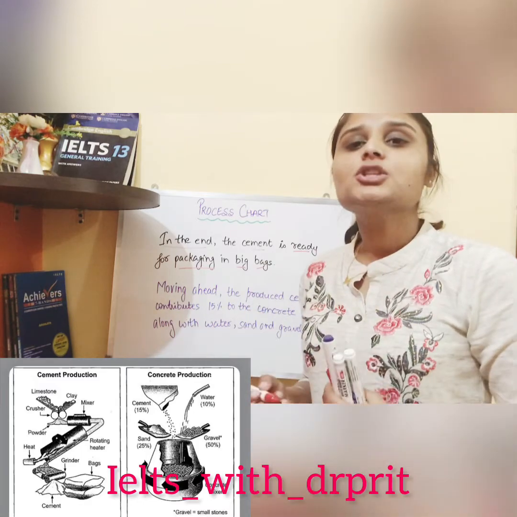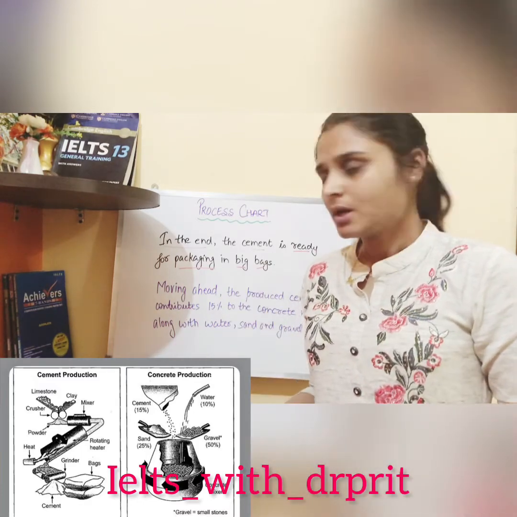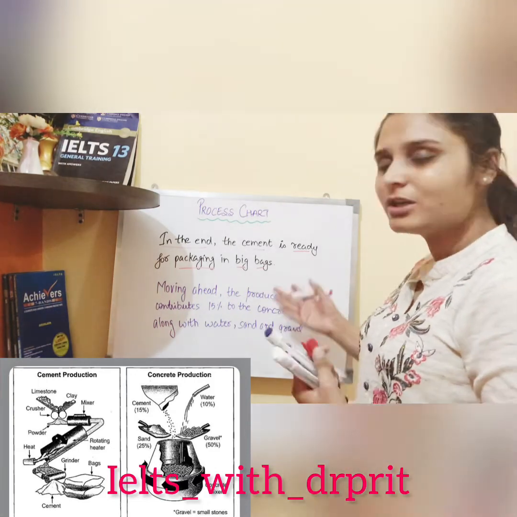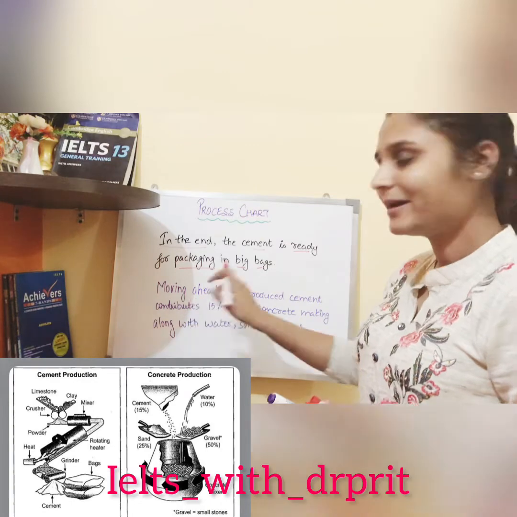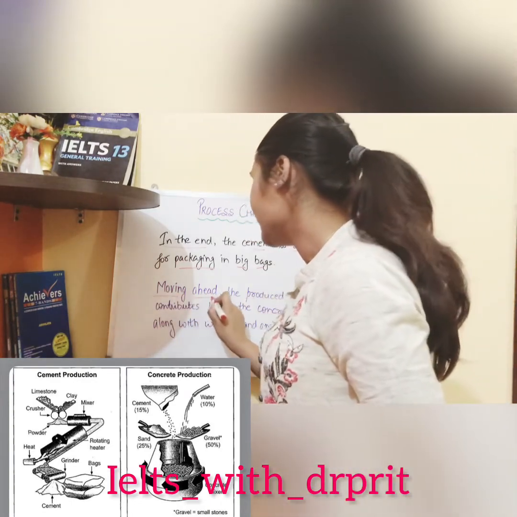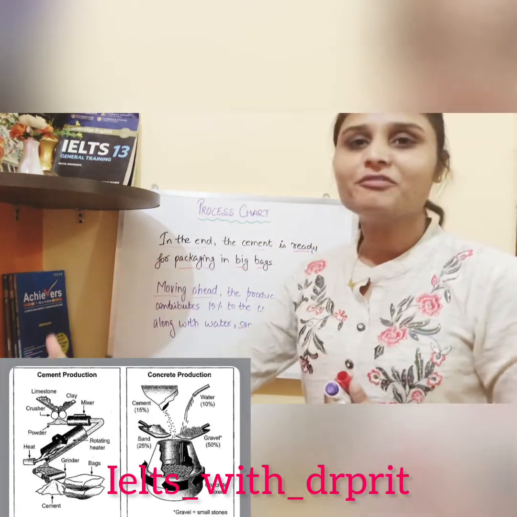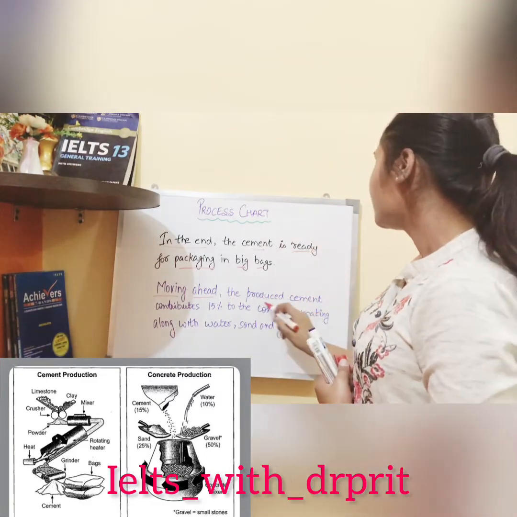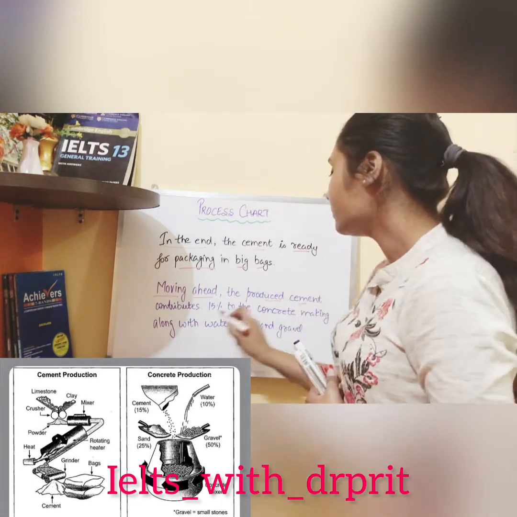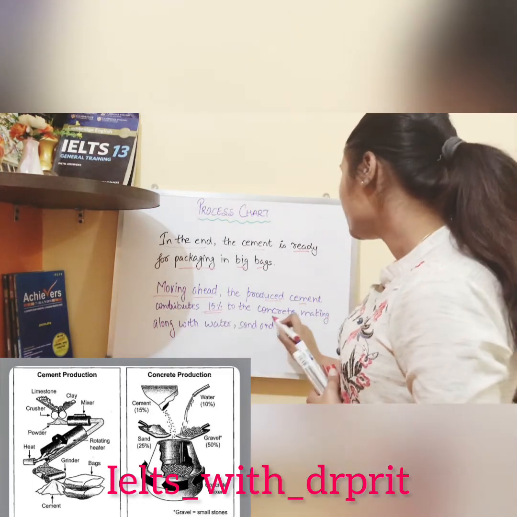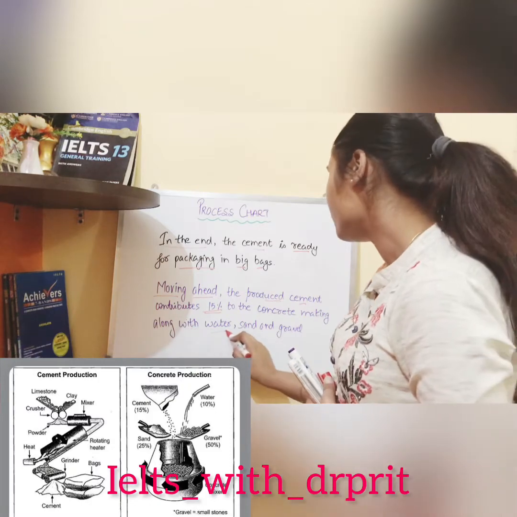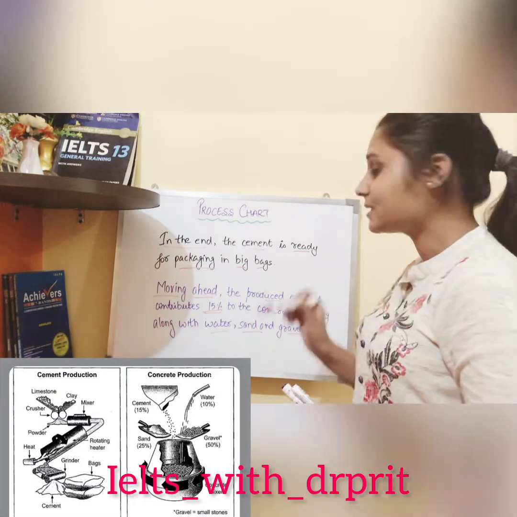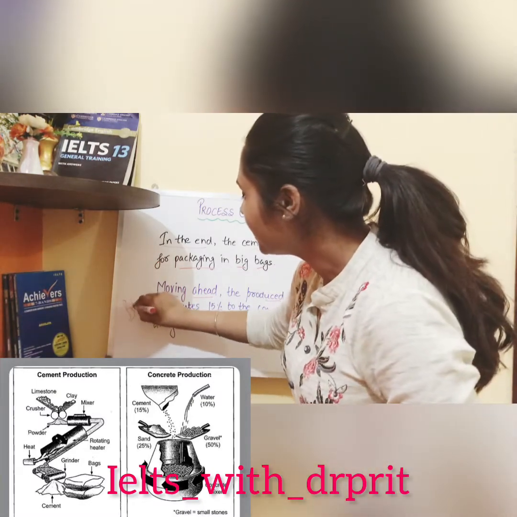Now we will change the paragraph. That is why I used a different color here. Now you will change the paragraph. You will put a connector here that is moving ahead. It means you are moving to the further process. The produced cement, because cement is being produced here, the produced cement contributes 15% to the concrete making along with water, sand and gravel. So this would be the first sentence of body paragraph 2.